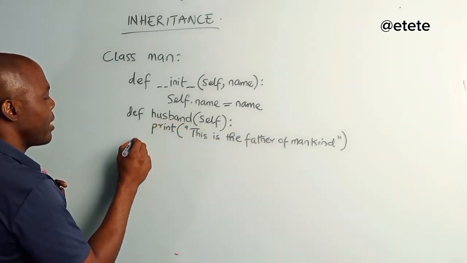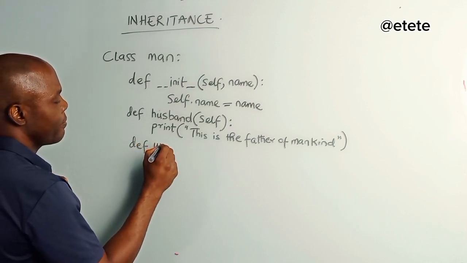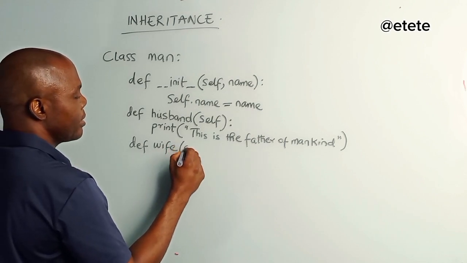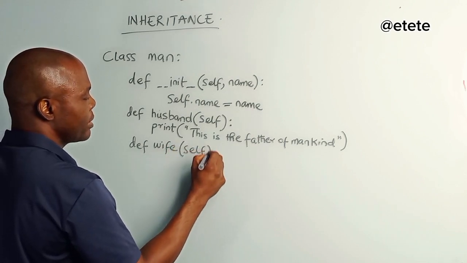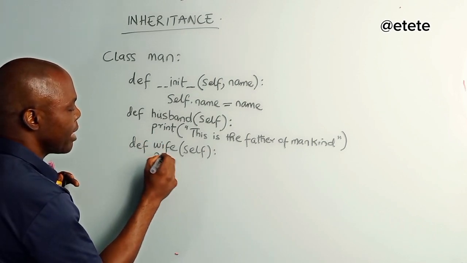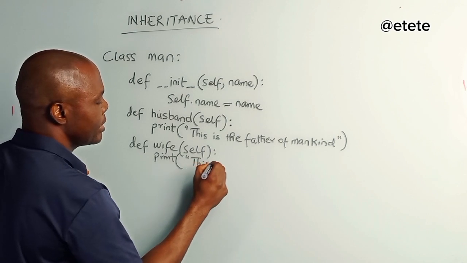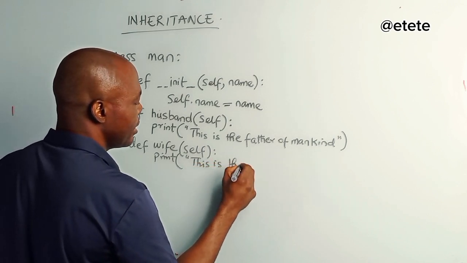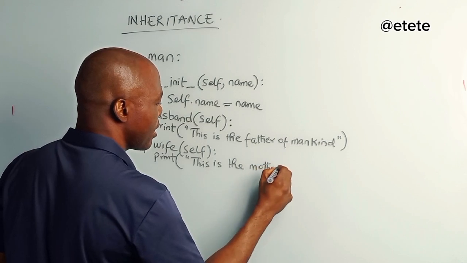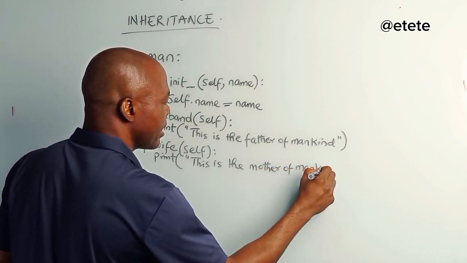Then I will define another method. I will call it wife, right? And then inside this, you also supply self to it. Now, inside this method, I want you to print out: this is the mother of mankind.